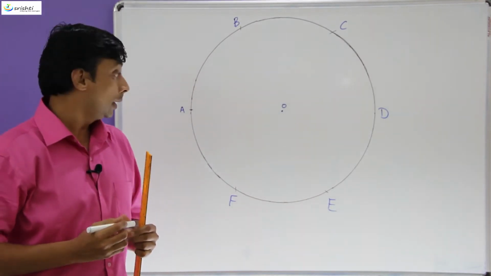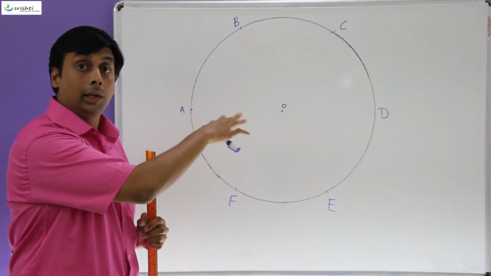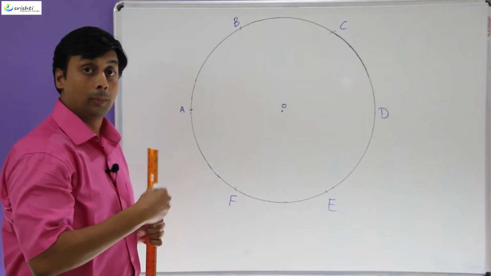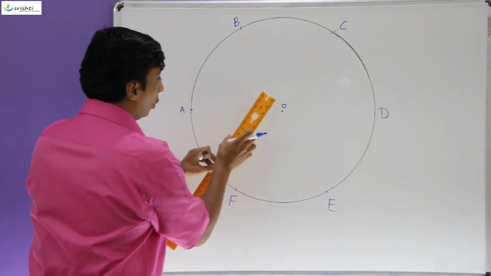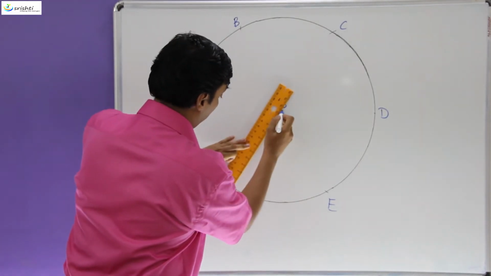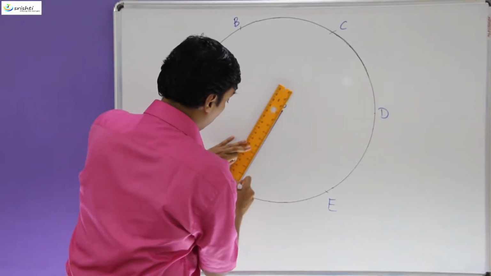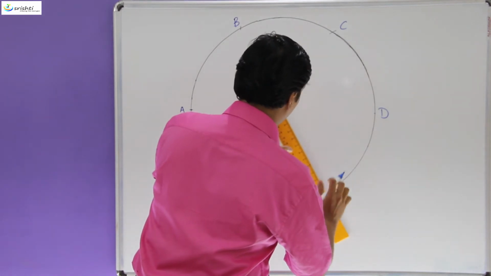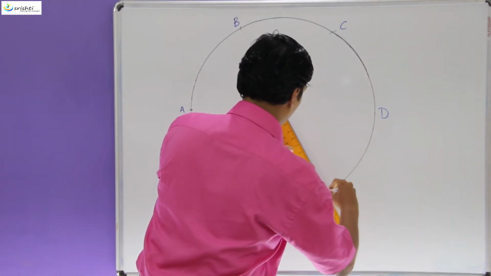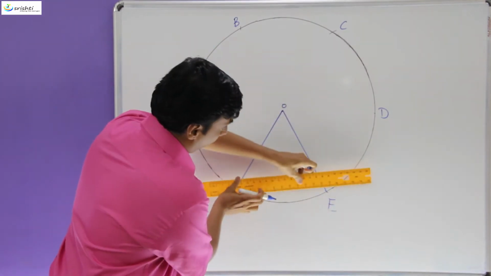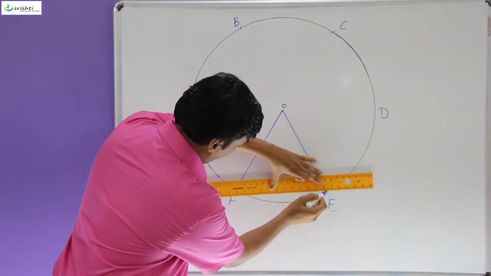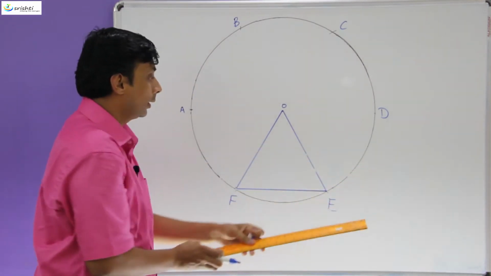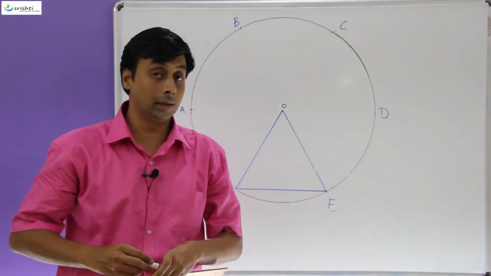Now I am going to join. You can even try this on a sheet of paper. You can draw a circle, mark these points, and measure things along with me. So I am going to join OF, as well as OE, and I am also going to join EF. If you have drawn this, you will notice that you get a triangle.